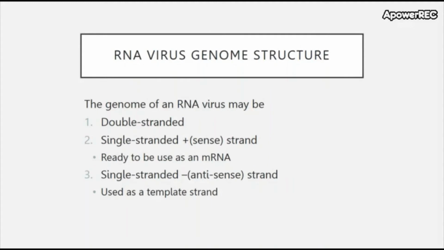RNA virus genome structure is similar to DNA virus genome structure in that it can occur as double-stranded or single-stranded RNA. When it occurs as single-stranded, it can either occur as the template strand or the coding strand. If it's the template strand, we call this the antisense strand. If it looks like the coding strand or mRNA, we call this the sense strand.